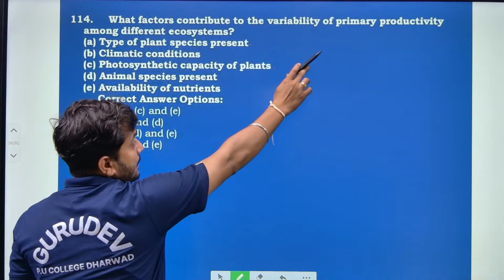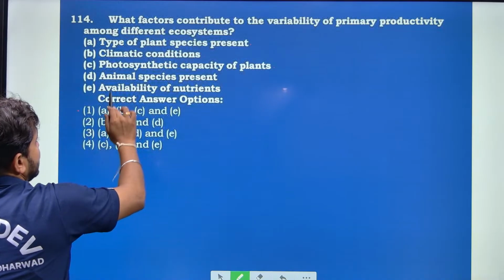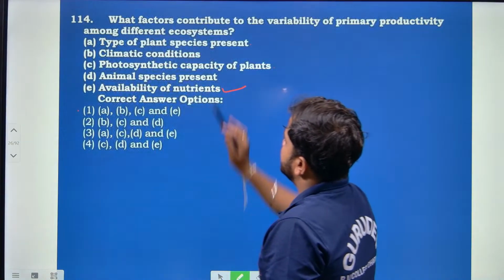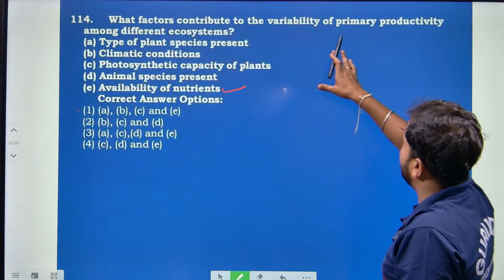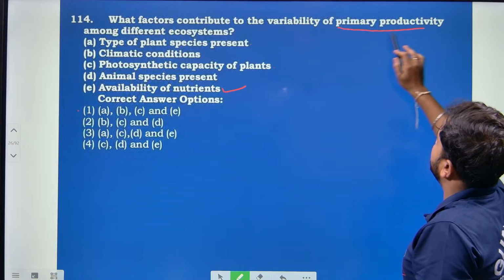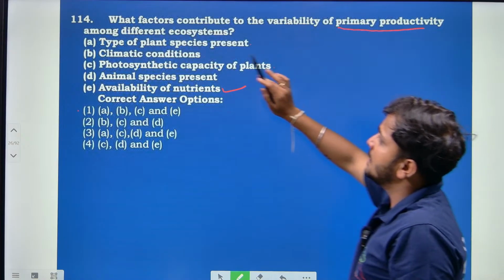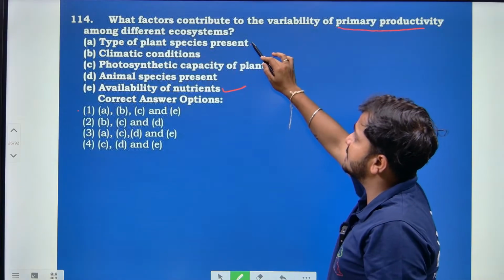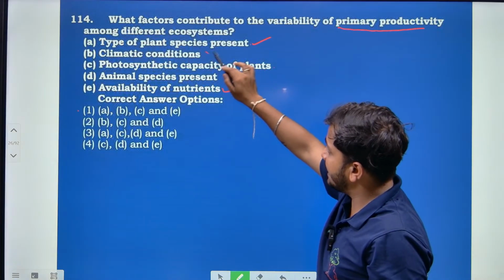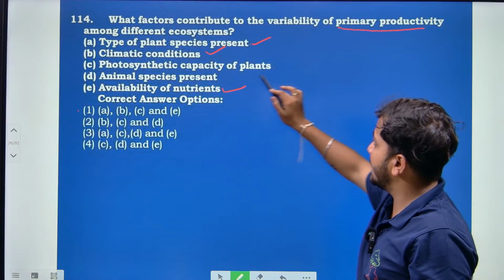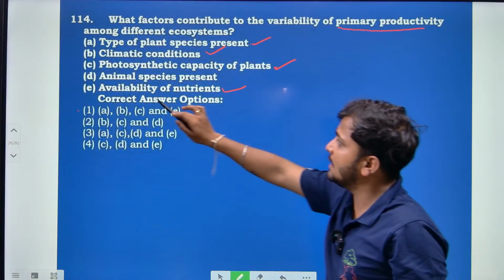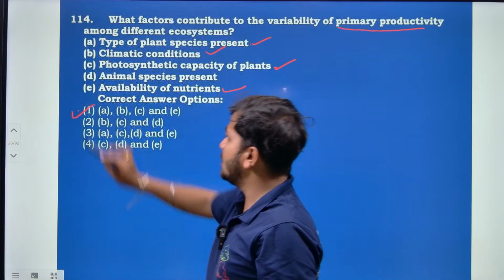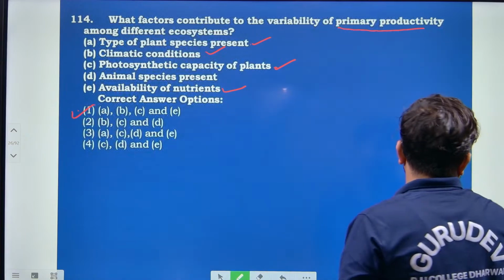Which contributes to the variability of primary productivity, that is what they are asking. Then availability of nutrition, this is also required. So based on the factors contributing to variability of primary productivity, these are all required: type of plant species present, climatic conditions, photosynthetic capacity of the plant, and availability of nutrition. So option 1 is correct here, right?